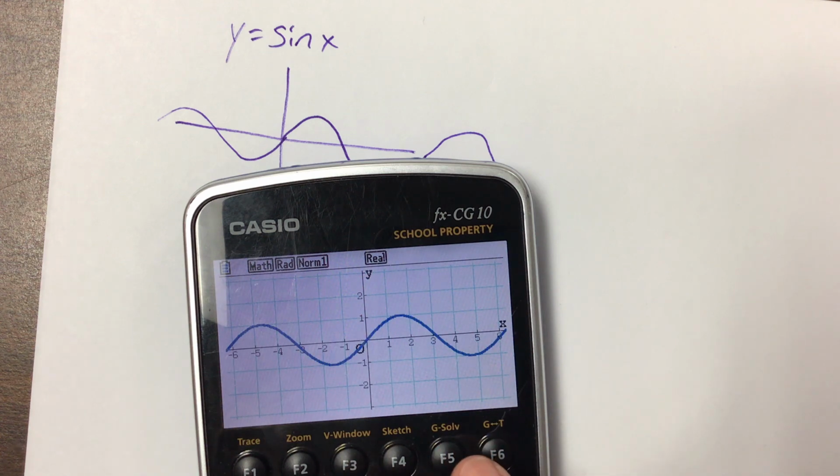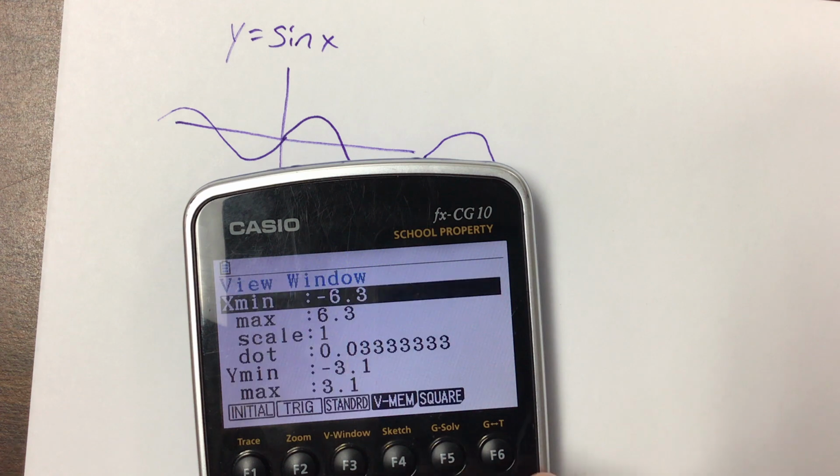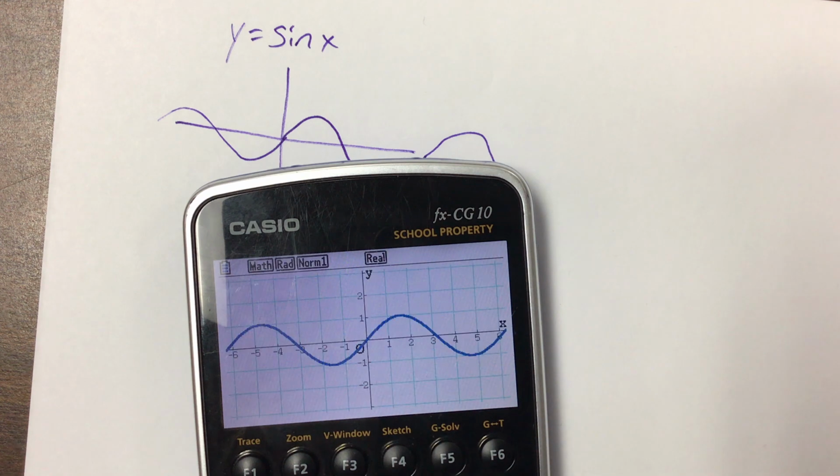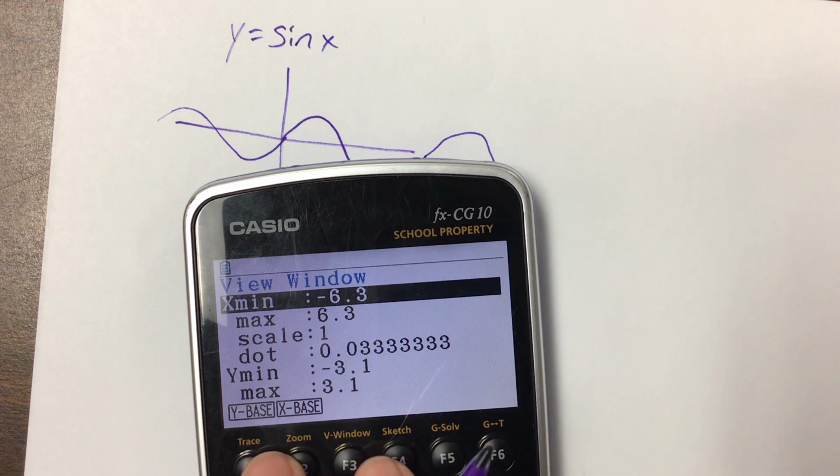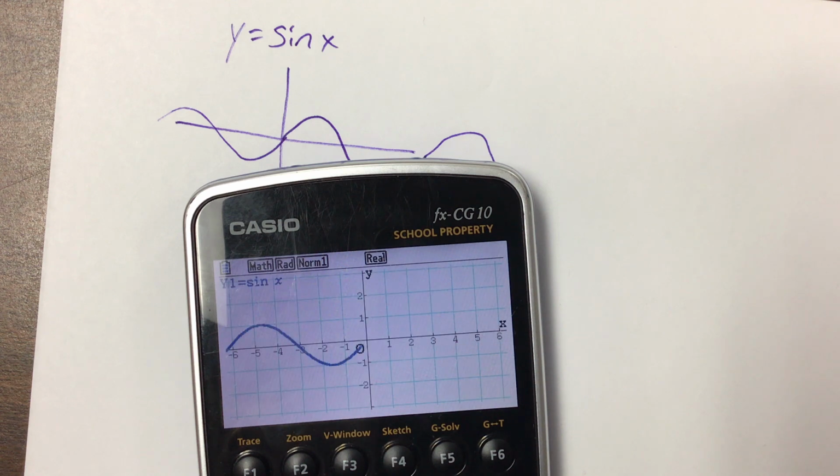I want to make my window square. Oh, hang on. Window, square. Did that do it for me? Oh, it might already be square. Okay, so one of my options is that I can sketch the inverse. And so the graph will give this for me.